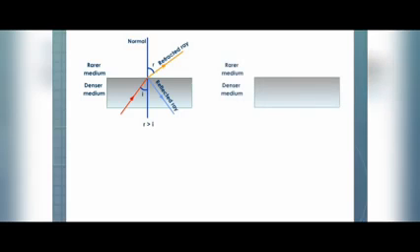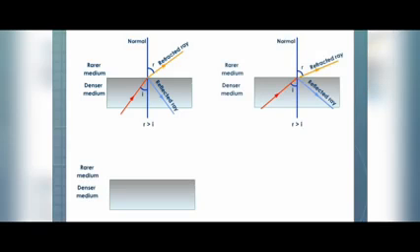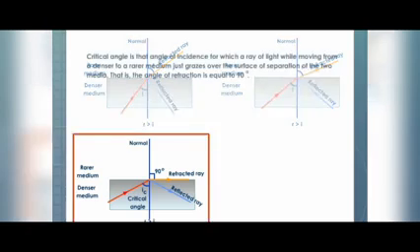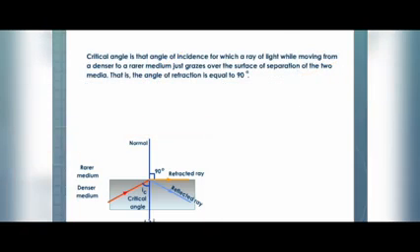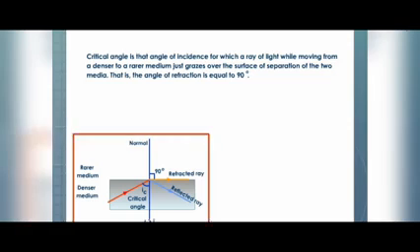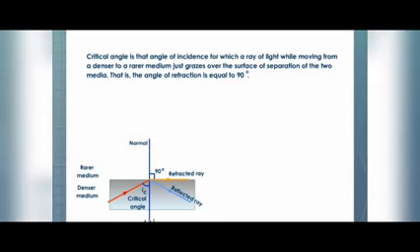Now, if we increase the angle of incidence, the angle of refraction also increases. And for a certain angle of incidence, say IC, the refracted ray grazes over the surface of separation and the angle of refraction will be 90 degrees. IC is referred to as the critical angle. Critical angle is that angle of incidence for which a ray of light, while moving from a denser to a rarer medium, just grazes over the surface of separation of the two media. That is, the angle of refraction is equal to 90 degrees.